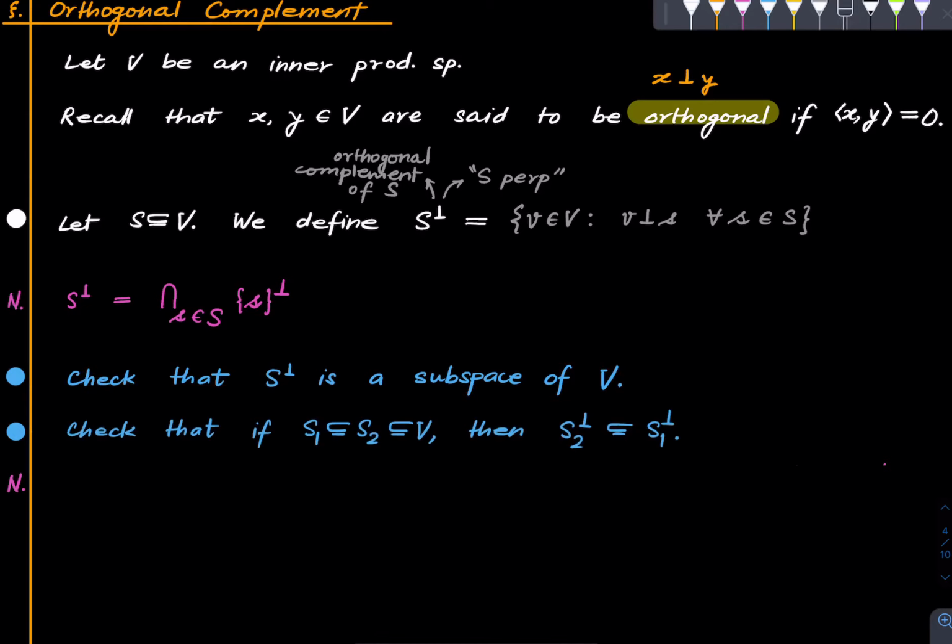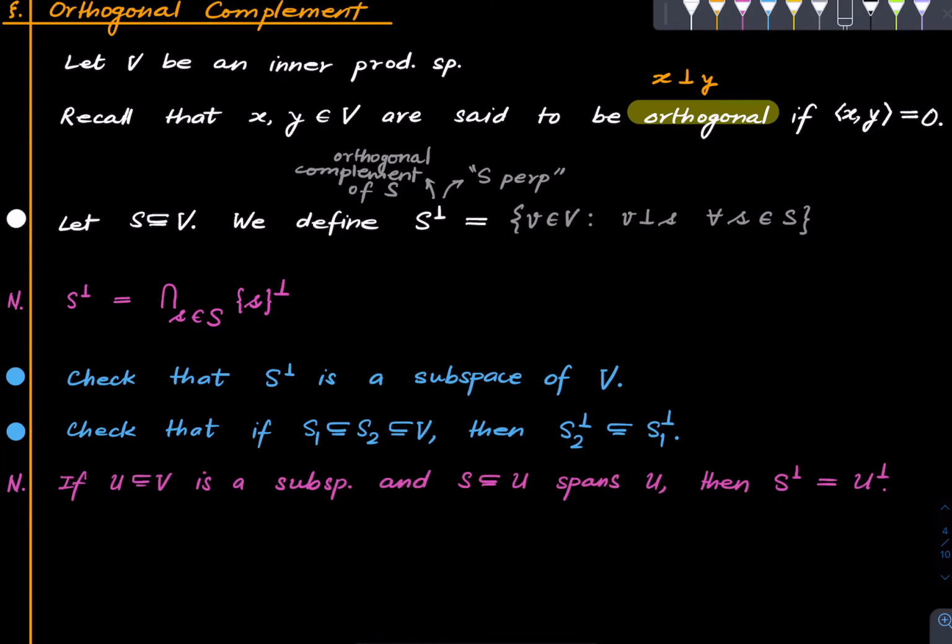And this is a reverse containment that happens. So if S1 is a subset of S2, which is a subset of V, then the orthogonal complement of S2 is contained in the orthogonal complement of S1. And this is immediate from this equation, because since S2 has more things in it, this intersection runs over more things, and hence this containment is clear.